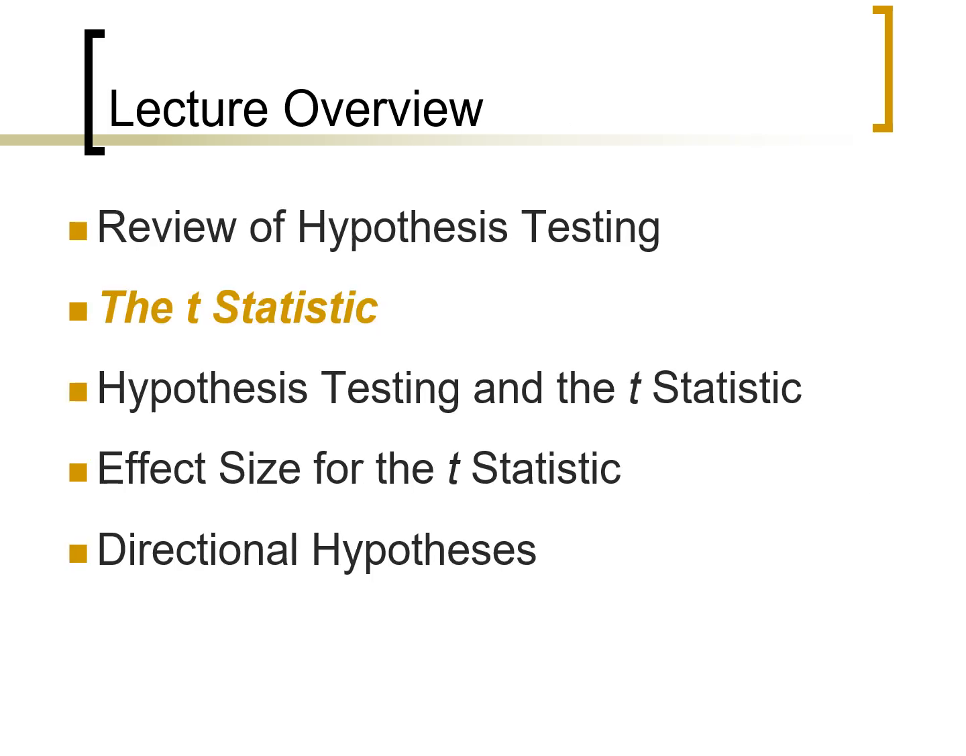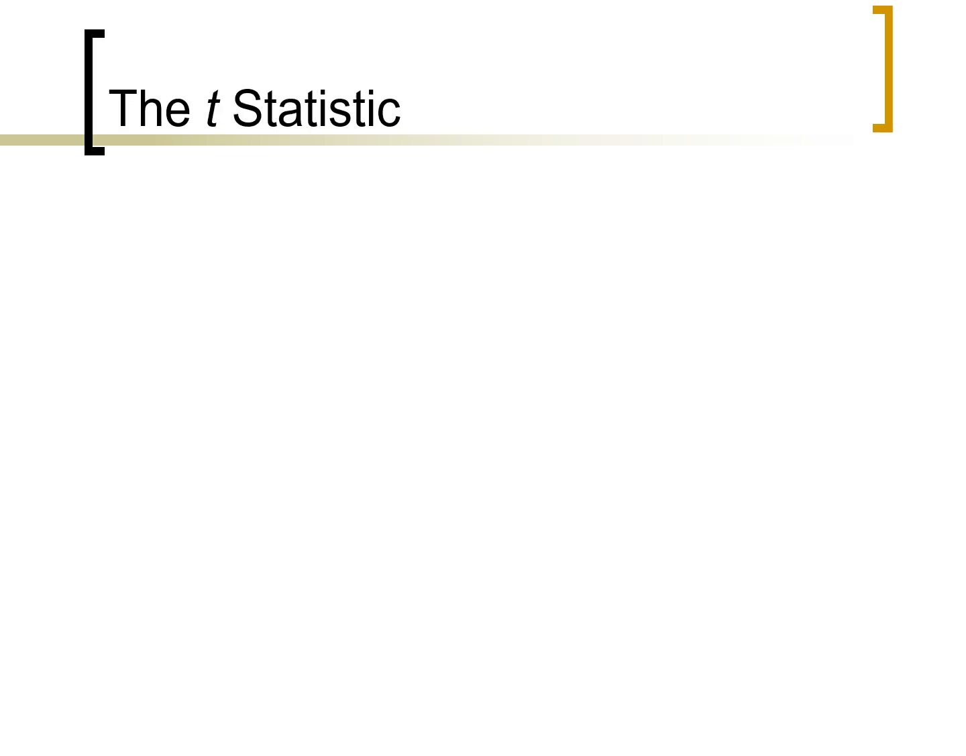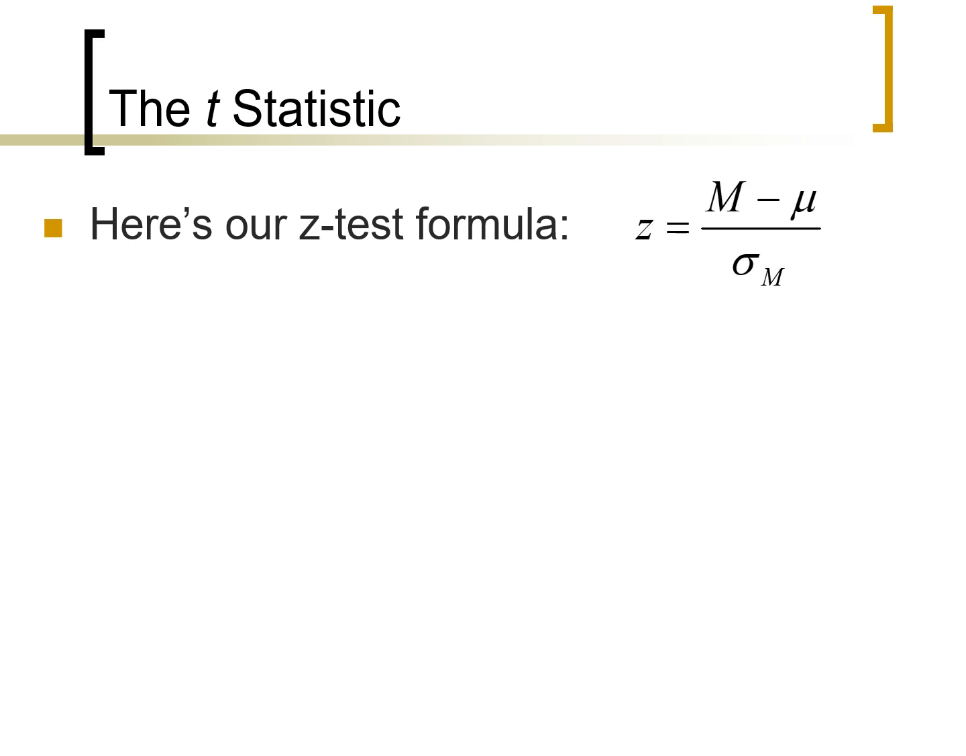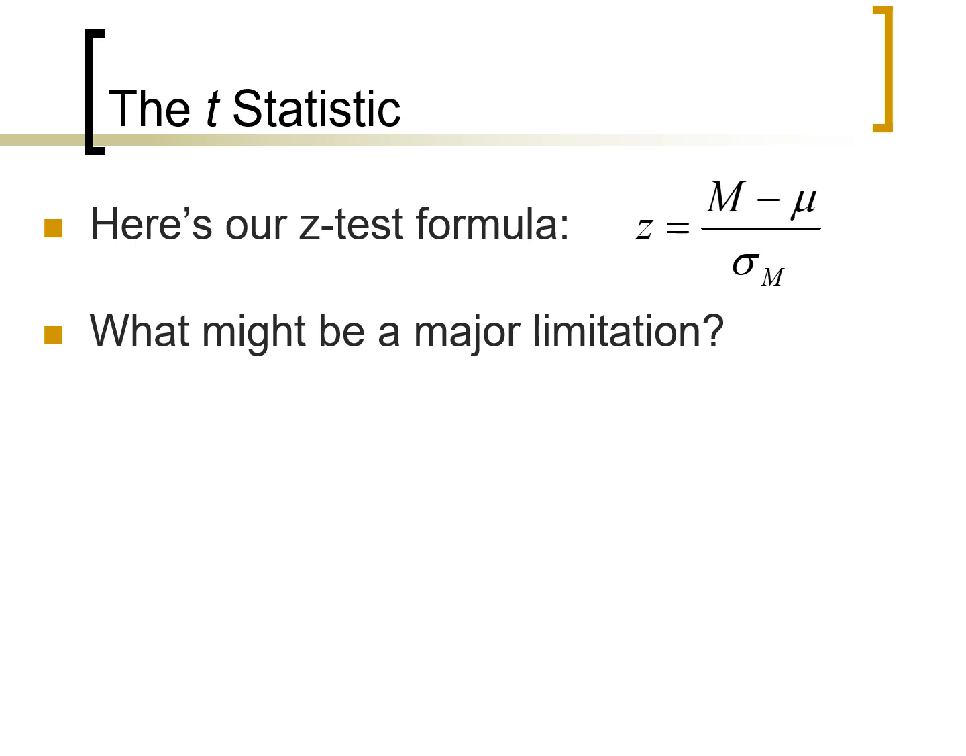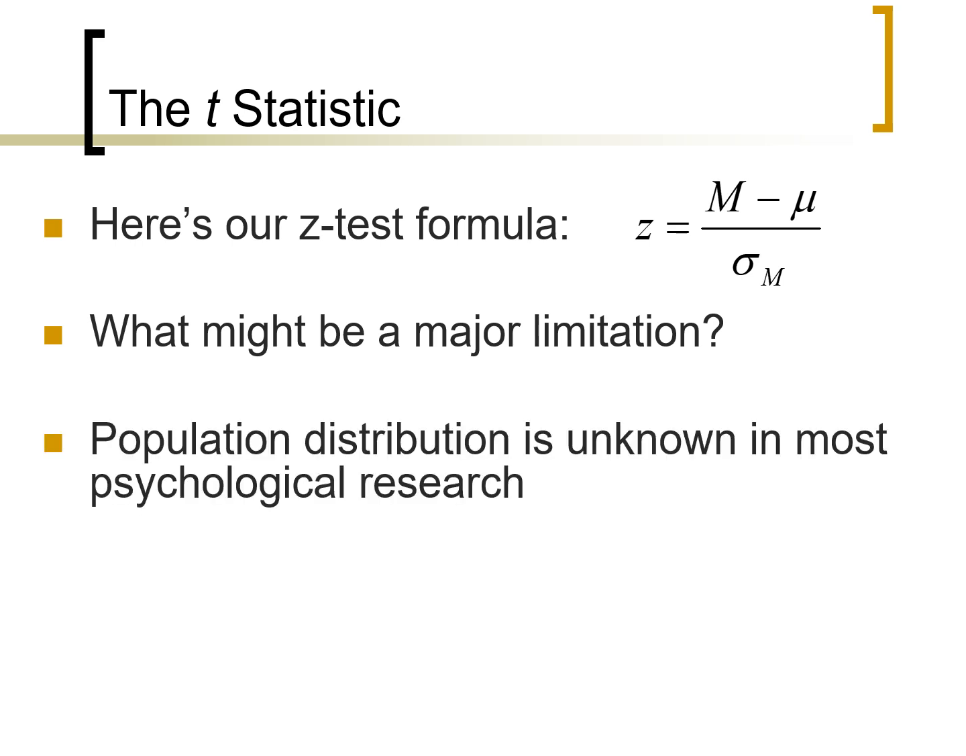Now let's introduce the t-statistic. The best way to introduce the t-statistic is to compare how different it is and how similar it is to our z-test or our z-statistic. So we see for our z, we just have a sample mean, and from that we subtract the population mean over the standard error. What might be the problem? Well, a lot of times we don't know this standard deviation for the population. If we don't have the standard deviation, we can't plug it into a formula for standard error.